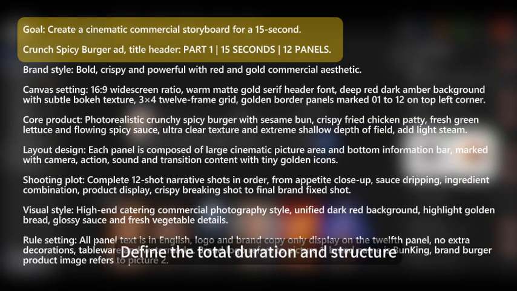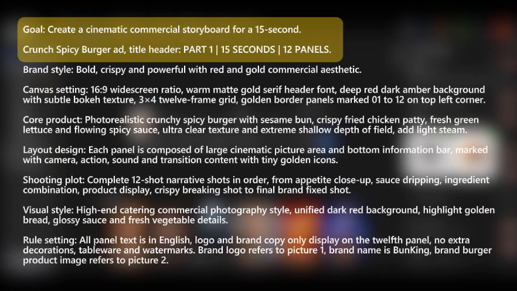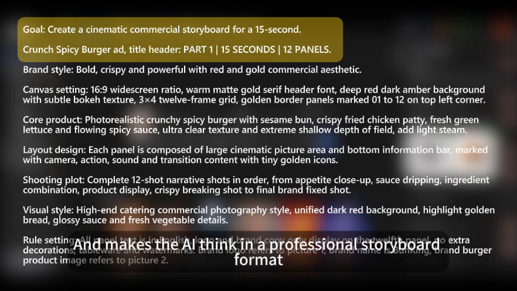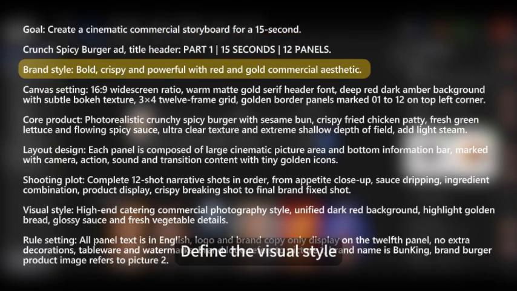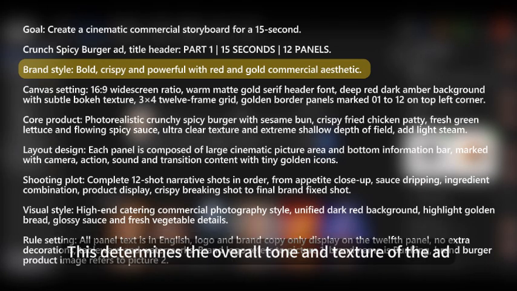First, define the total duration and structure. I tell it I want a 12-frame storyboard for a 15-second advertisement. This immediately sets the scope and makes the AI think in a professional storyboard format. Second, define the visual style. I specify a red and gold color palette and cinematic food photography. This determines the overall tone and texture of the ad.